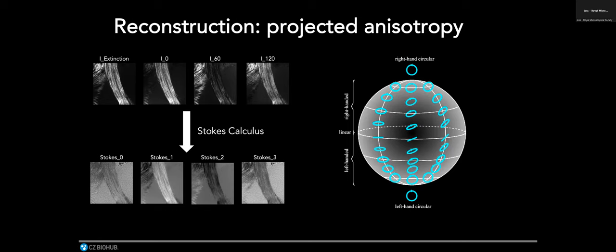It's a beautiful formalism. The light is represented by a vector with four components. If you take the first, second, and third Stokes components, they really describe a sphere in the space of these three Stokes components. The sphere is called the Poincaré sphere, and it describes how the polarized light changes when it interacts with some anisotropic material.